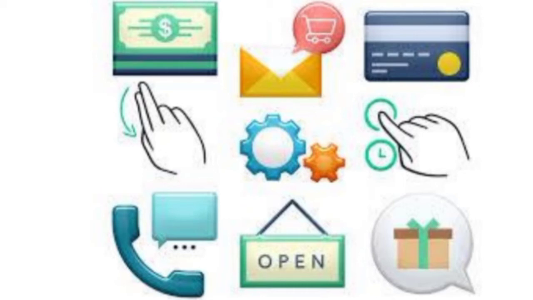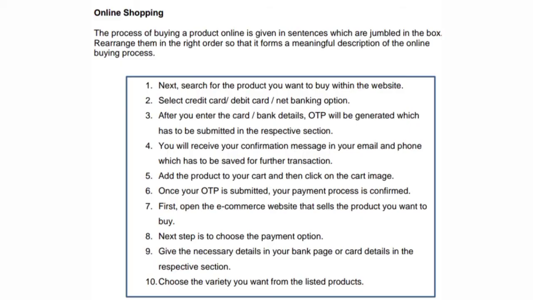And the first activity here is: the process of buying a product online is given in sentences which are jumbled in the box. Rearrange them in the right order so as to form a meaningful description of the online buying process. So in the box they have given some jumbled sentences, around 10 sentences, and we have to rearrange them. Let me tell the answer for you. The first line is, first open the e-commerce website that sells the product you want to buy.